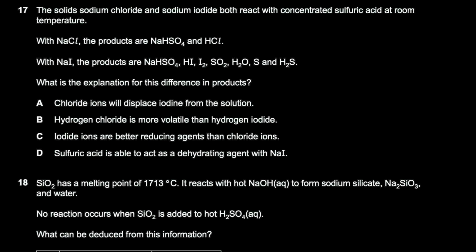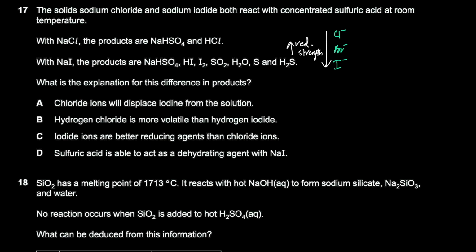Now, the reason why we have so many different products with iodide is because iodide is a much stronger reducing agent than chloride. Down the group, the reducing strength of the halides increases. They're stronger reducing agents down the group.